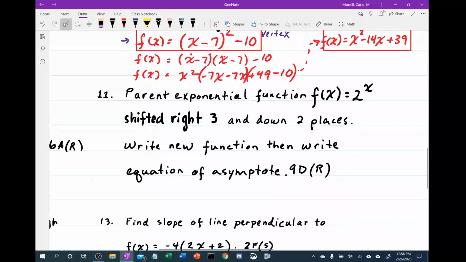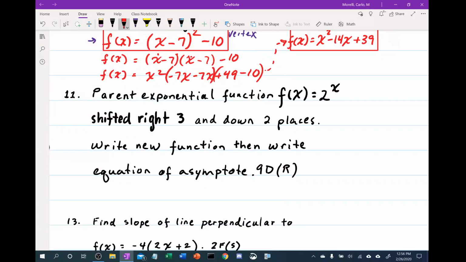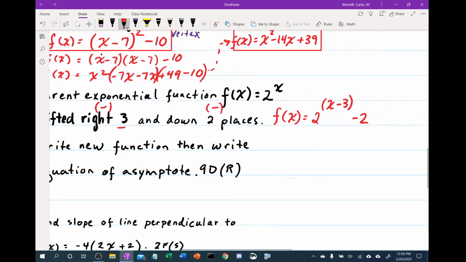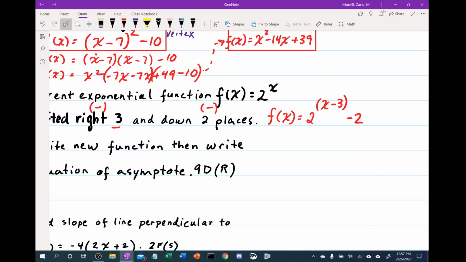Now, this parent exponential function shift is really easy, okay? Now we're getting good at this. I've given you the function f of x equals 2 raised to the x power. So now I'm going to shift right 3. That means x minus 3, and then down 2, minus 2. So here's my answer. f of x equals 2 raised to the power of x minus 3, minus 2. And as ugly as that looks, that's the answer.